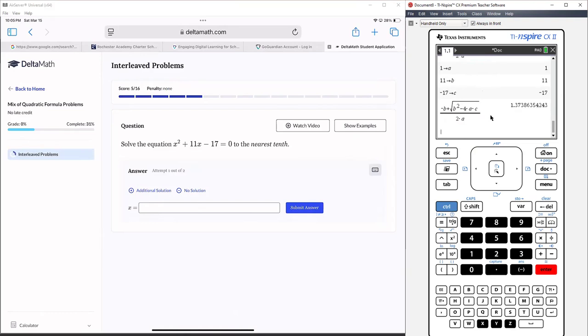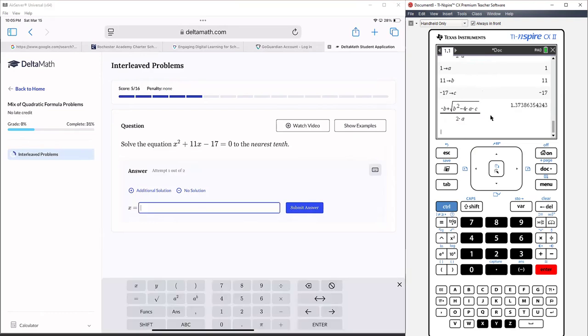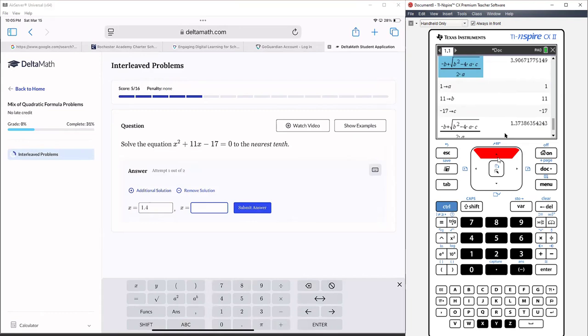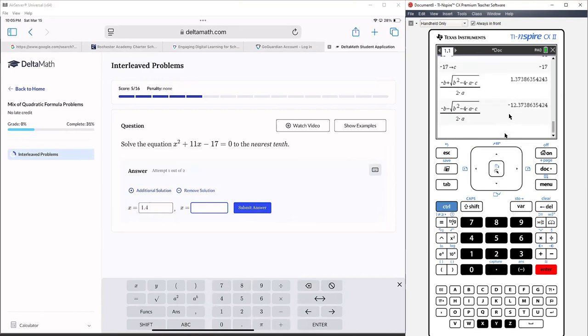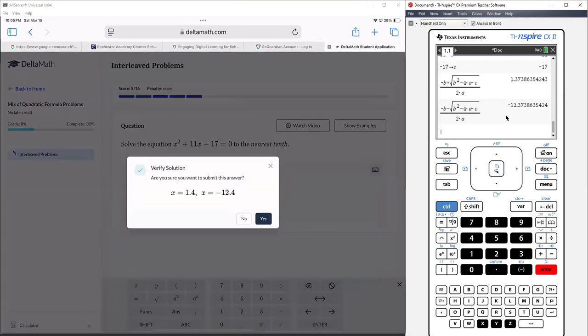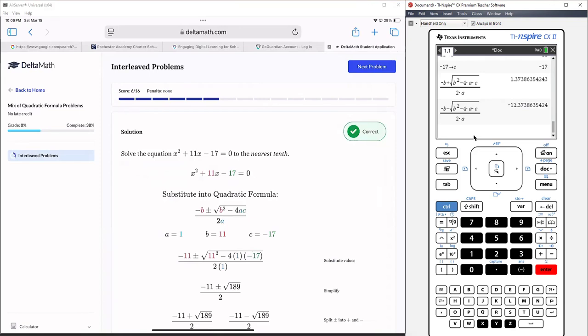So that's going to be my answer for the first one, 1.4. And then I'm going to have another one. So now I'm just going to go get the -1. Right here, press enter again, and now it's going to be a negative 12.4. So I put in a negative 12.4, submit it. Nice job. All right, so I did about 8 minutes. I did 6 questions in 8 minutes.